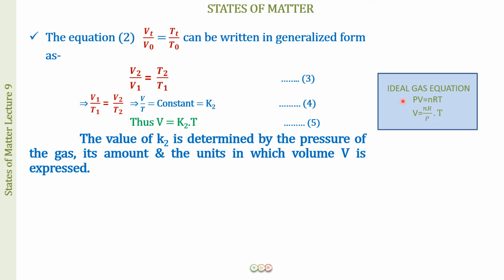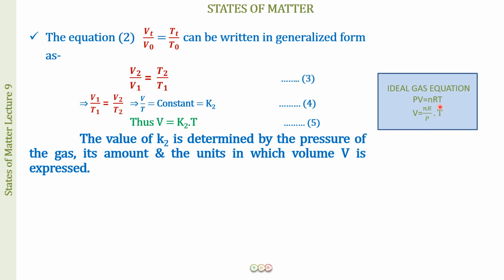But now from this equation, what we are going to see is what the value of V comes up to. So V will be equal to nR by P into T, and I want you to compare this to the equation number 5, that is V equal to K2 T. So from here what we get is that K2 is going to be equal to nR by P, where n is the number of moles of the gas, R is the gas constant, and P is the pressure of the gas.